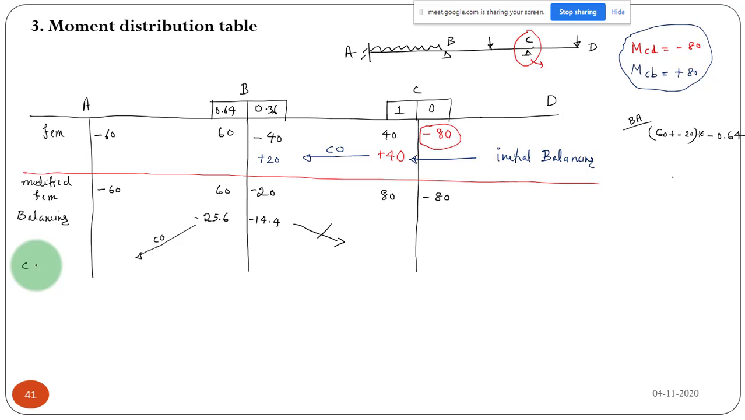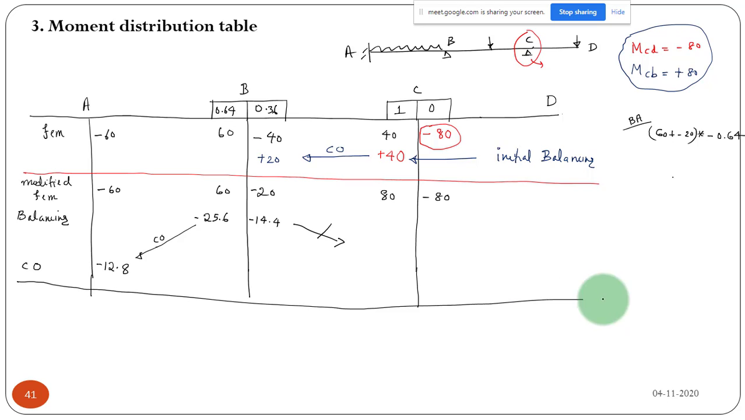So that is the next step, carryover: 25.6 divided by 2. Remember, you keep the negative sign also. This is 12.8, that is the carried over moment to the joint A. So now we can see this joint is balanced and this joint is already balanced. That means your problem is over. That is your final answer.